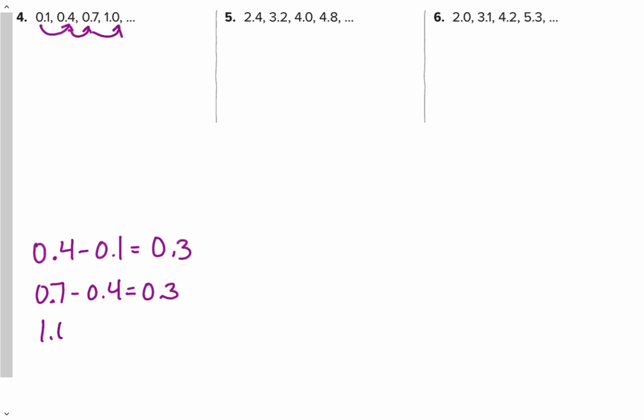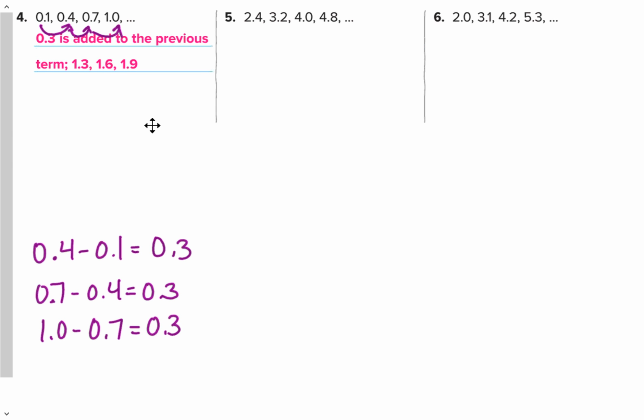So just keep that in mind. All right, so the next one, how did we get from 0.1 to 0.4? So we're going to subtract the two of them, the second one minus the first one, so that equals 0.3. From 0.4 to 0.7, that equals 0.3. And then from 0.7 to 1.0, we subtract and we got 0.3. So 0.3 is added to the previous term and we get 1.3, 1.6, and then 1.9.